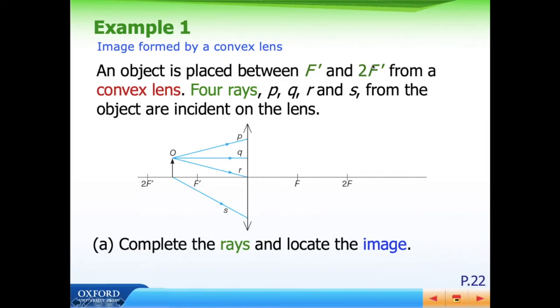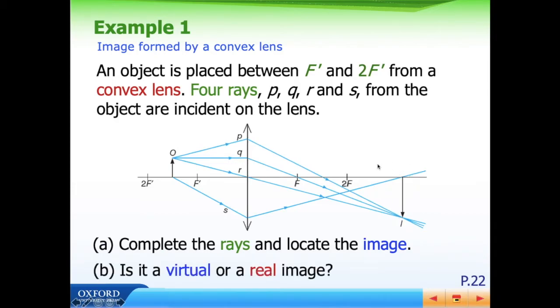Okay, so to complete the rays, we need to apply the construction rules. The construction rules are very straightforward. Q is parallel to our principal axis. You have this R, which is directed to the optical center. You have this ray S and ray P. There you go. You can see exactly how these light rays are refracted in the lens. So you can have this image as shown in this diagram.